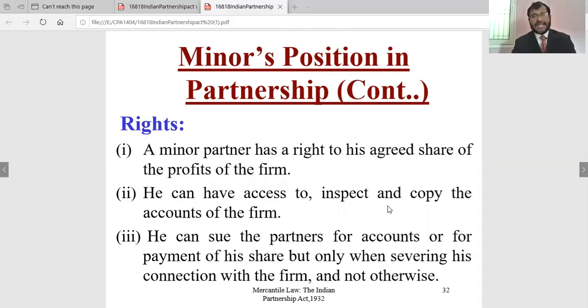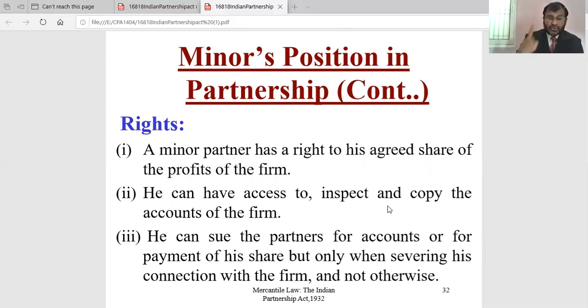We will see what the rights of a minor are. Section 30 of the Indian Partnership Act 1932 deals with the rights and liabilities of a minor. We will see in this slide what the rights of a minor are. First right, a minor partner has a right to his agreed share of the profits of the firm. Clear? Two, he can have access to, inspect and copy the accounts of the firm.